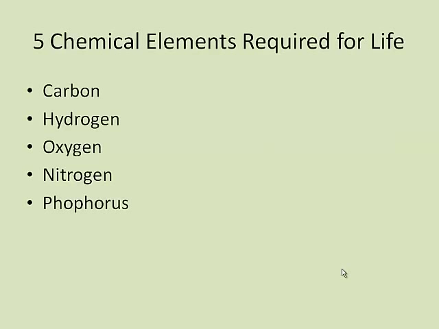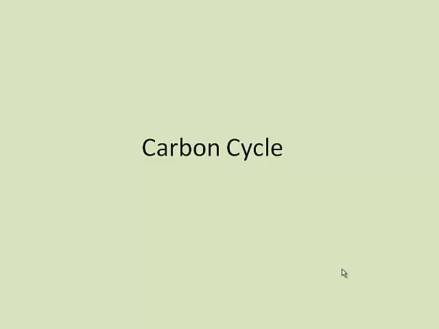Okay, there are 5 chemical elements required for life. They're carbon, hydrogen, oxygen, nitrogen, and phosphorus. And they cycle through the environment. Let's take a look at the carbon cycle. Carbon is the fundamental unit in cells and all living things. It's an essential part of chemical reactions that sustain life.